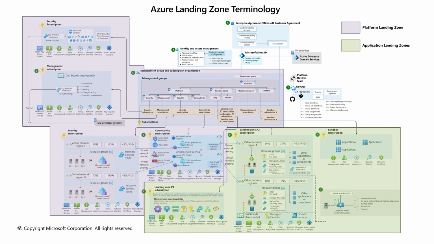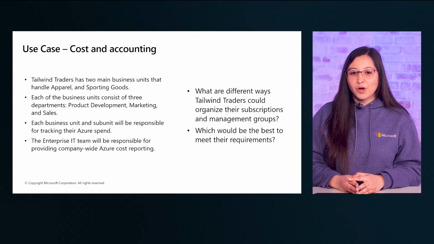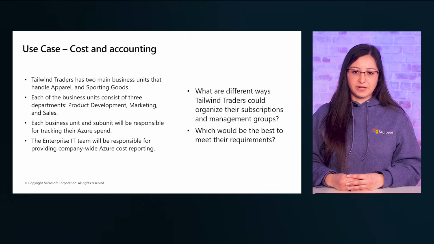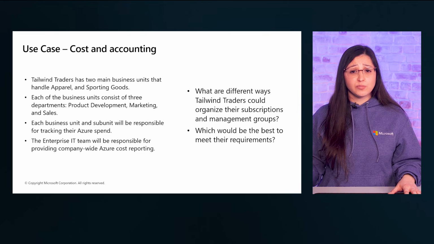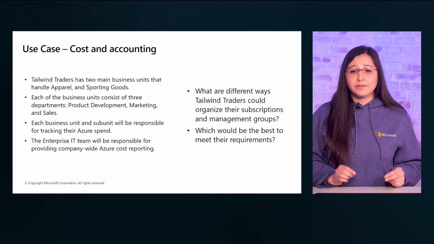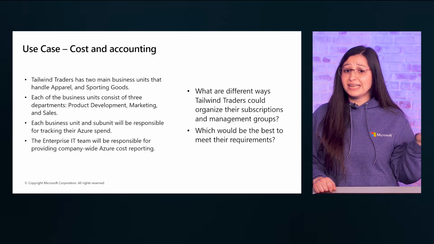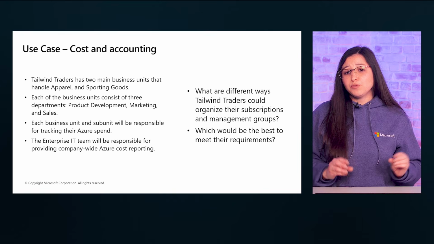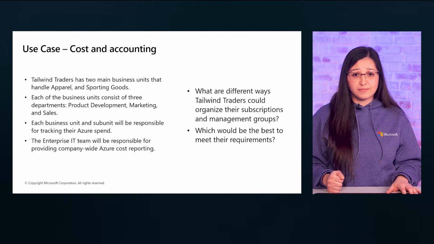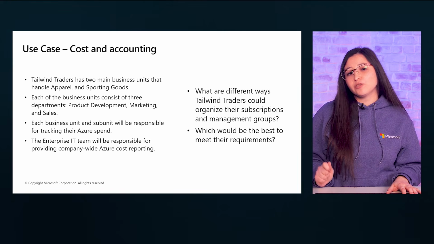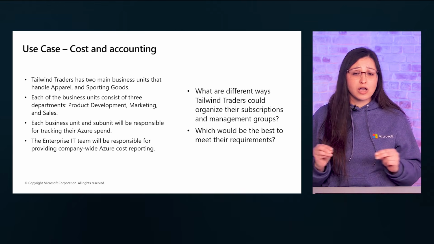Time to review what we have learned. Let's help Tailwind, a retail company. They have two main business units that handle apparel and sporting goods. Each of the business units consists of 3 departments: the product development, marketing, and sales. Each business unit and subunit will be responsible for tracking their Azure spend. The enterprise IT team will be responsible for providing company-wide Azure cost reporting.